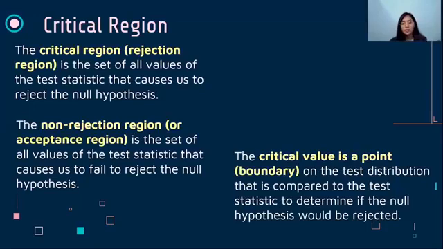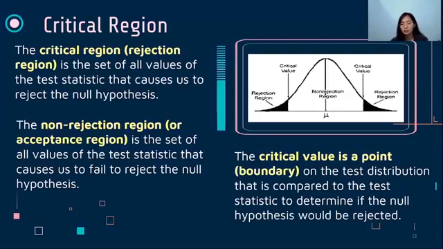And to illustrate this, let's use this normal curve. Here we are using the two-tailed test, wherein our rejection region or critical region is lying on both tails. And for our non-rejection region, it is the unshaded part of our normal curve. And for this boundary here, that is what we call the critical value.